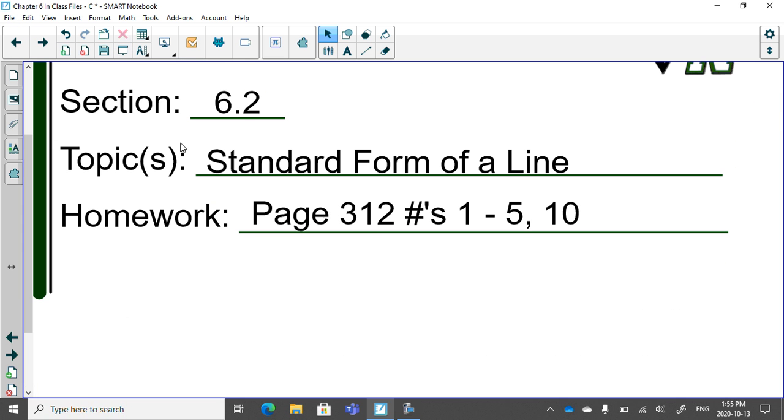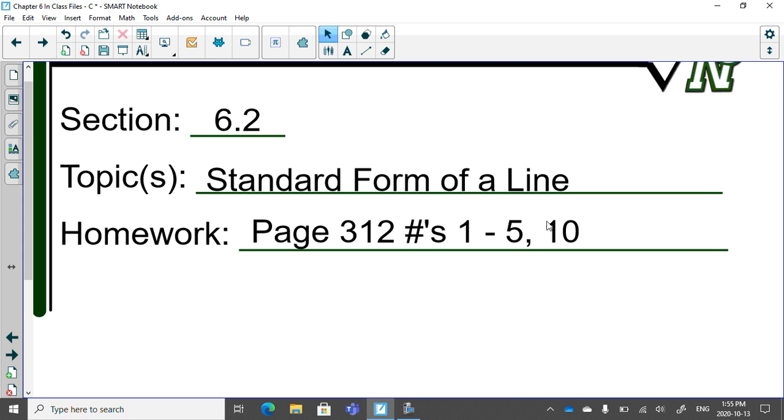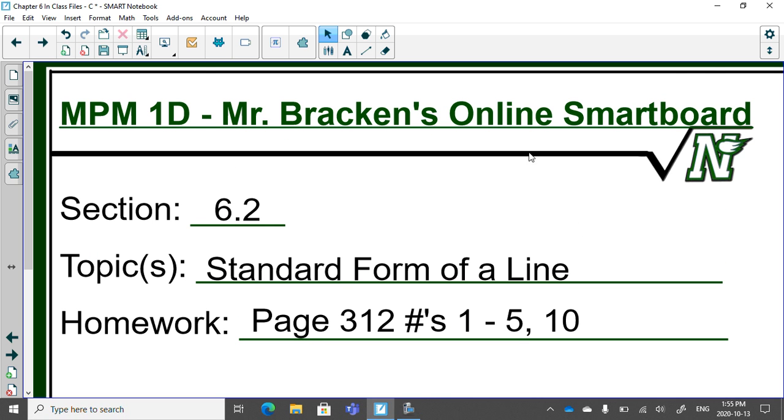Your homework is on page 312, questions 1, 2, 3, 4, 5, and question 10. Put all of them in slope y-intercept form.